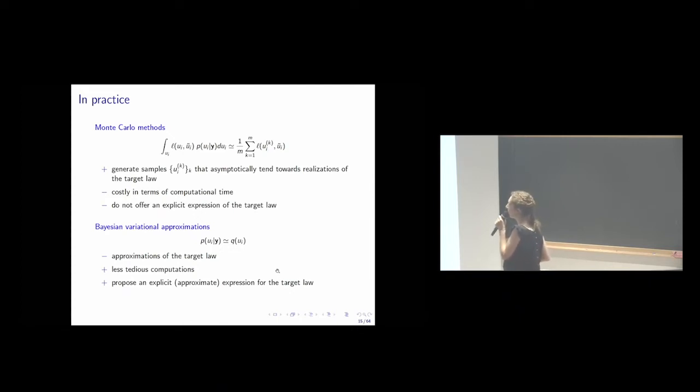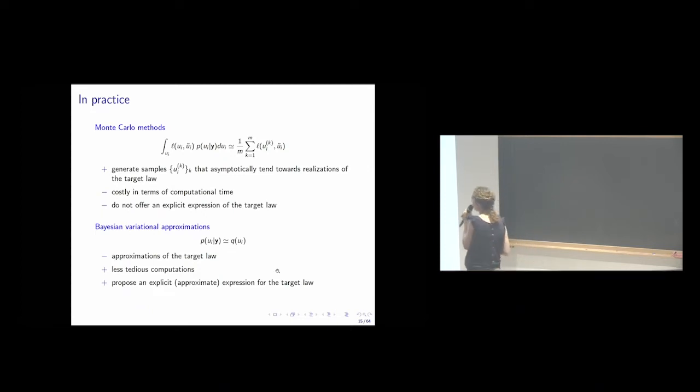Monte Carlo methods are maybe the most popular ones. You will approximate this integration by something finite, a finite sum over a finite number of realizations. And these realizations, these samples, are generated in a way that tends toward realizations of the target law, namely, we try to approach this posterior distribution.